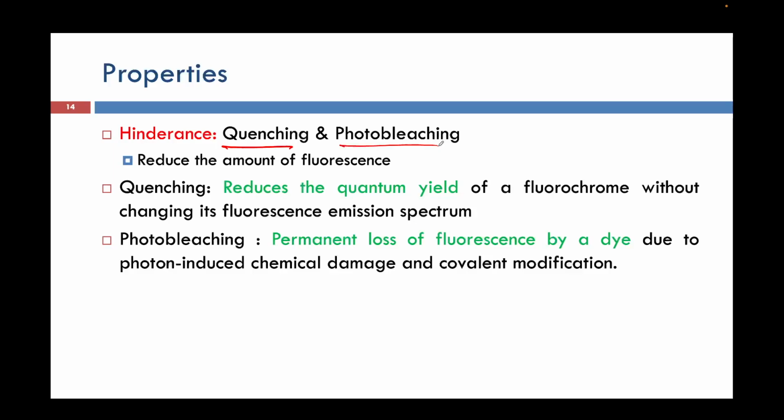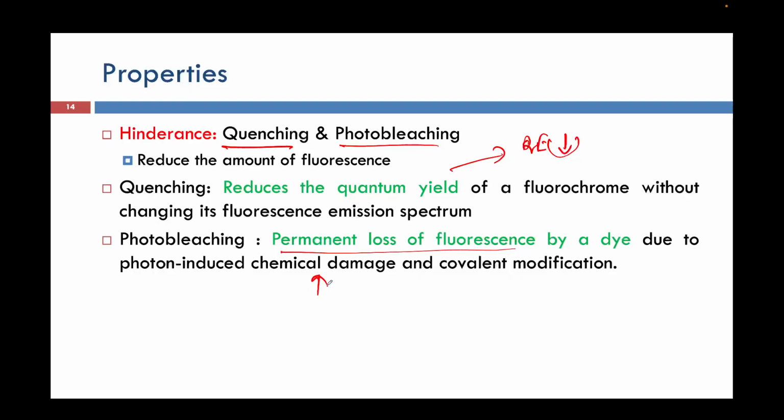And quenching means a reduction of the quantum yield. The more quantum yield we get, the more contrast and the better image we will get. So quenching reduces the quantum efficiency value. And photobleaching means permanent loss. It is one of the biggest disadvantages that can happen to our fluorescent material: the permanent loss of fluorescence by a dye due to photon induction. So it is a chemical damage happening to our material.